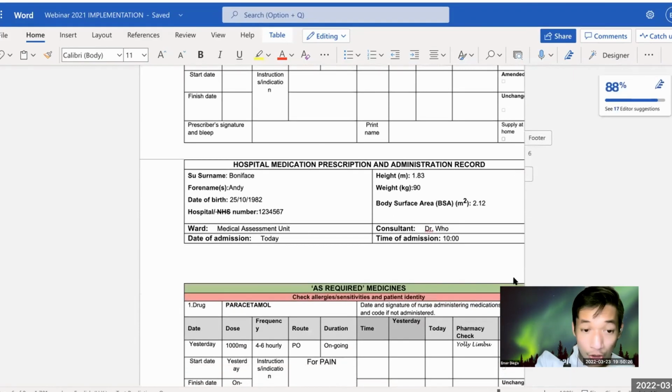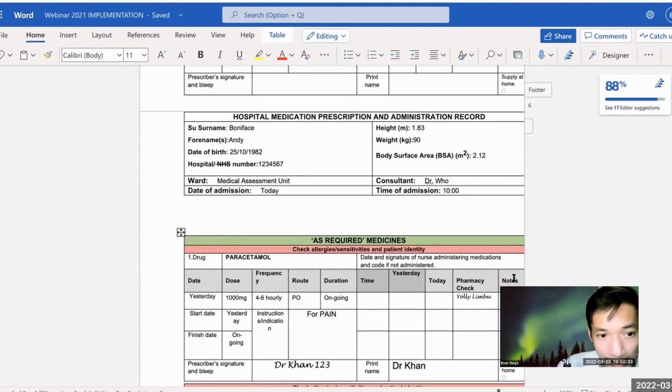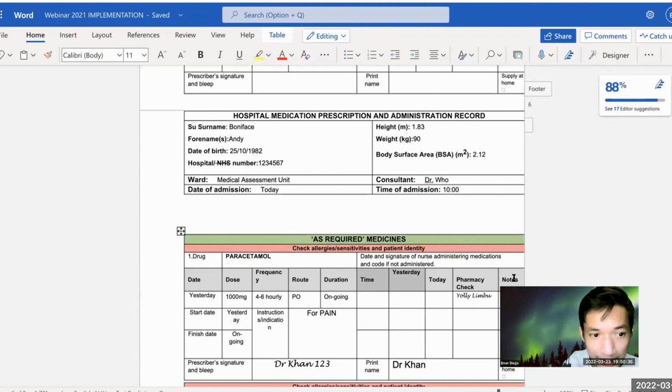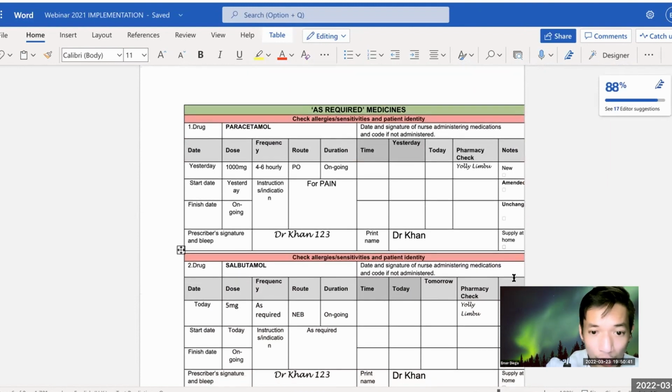I think this is your PRN. So similar with your previous pages, the surname is Boniface and the forename is Andy. All details are still the same, and I'm happy to proceed. So as required medication, again on your list, this should be the last. Okay, the last medication that you're giving the patient.